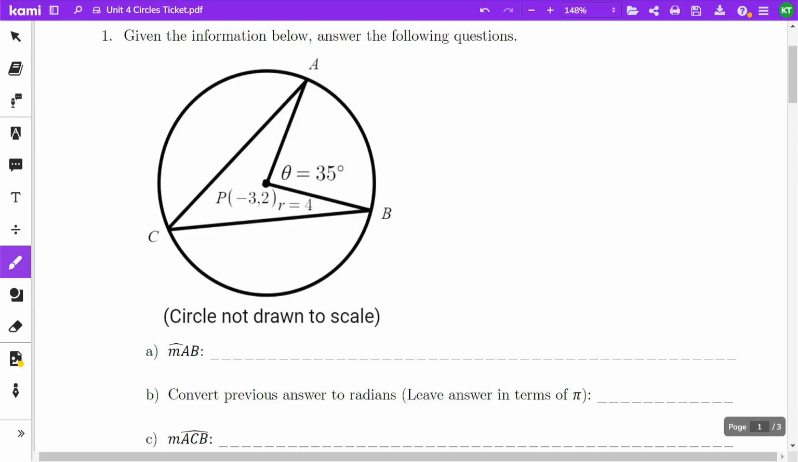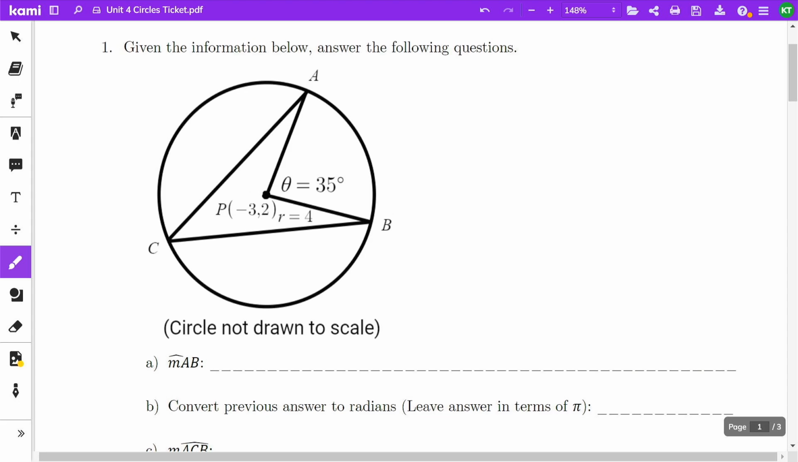All right, so for Form A, we're going to start off. We have a central angle that's 35 degrees. The center is the point -3, 2, and we have a radius of 4. So first, we're going to start with finding the arc measure of AB. Our arc measure is going to be the same thing as our central angle. So that means this is also going to be 35 degrees. So the measure of arc AB will be 35 degrees.